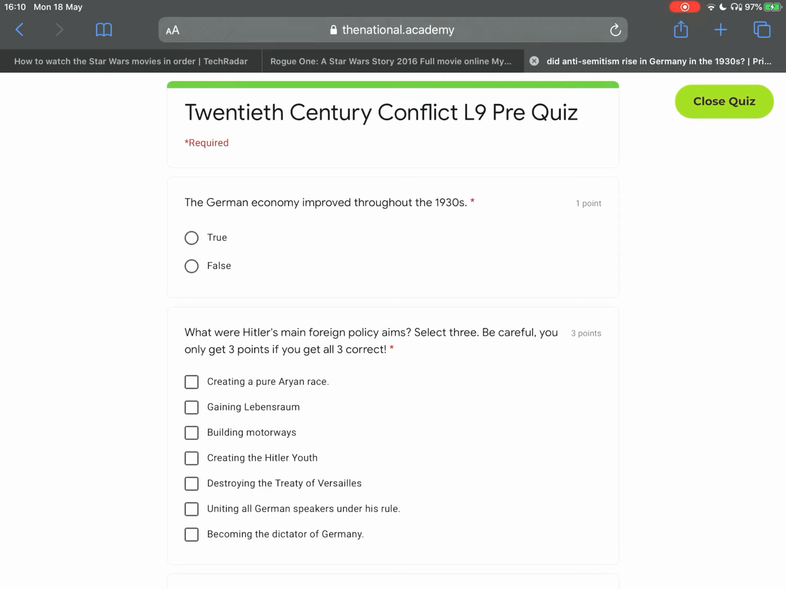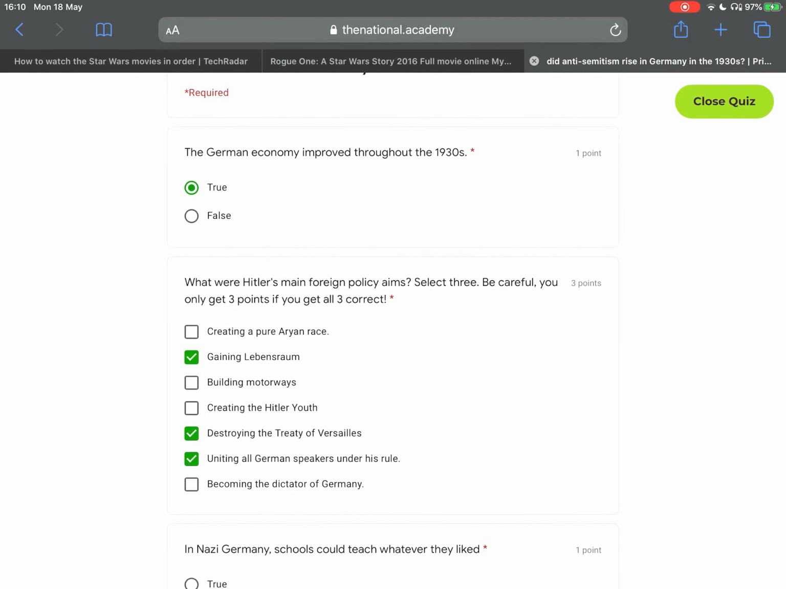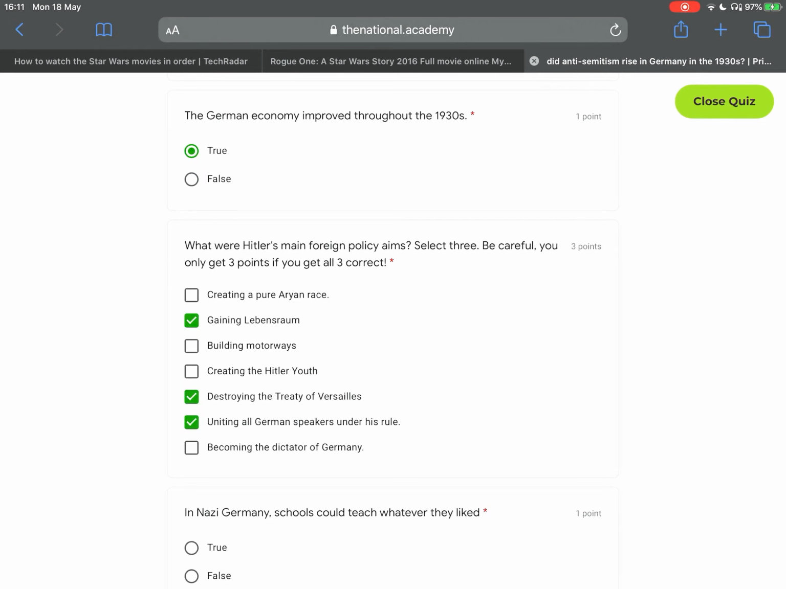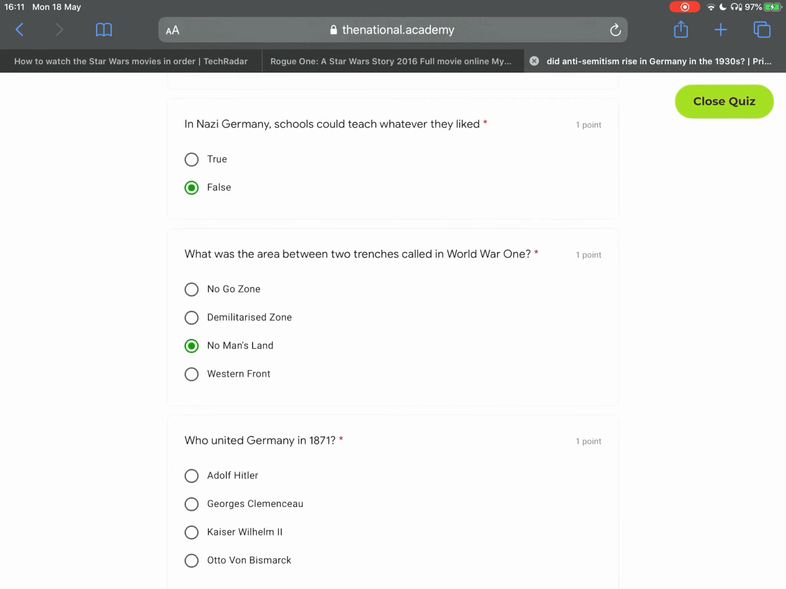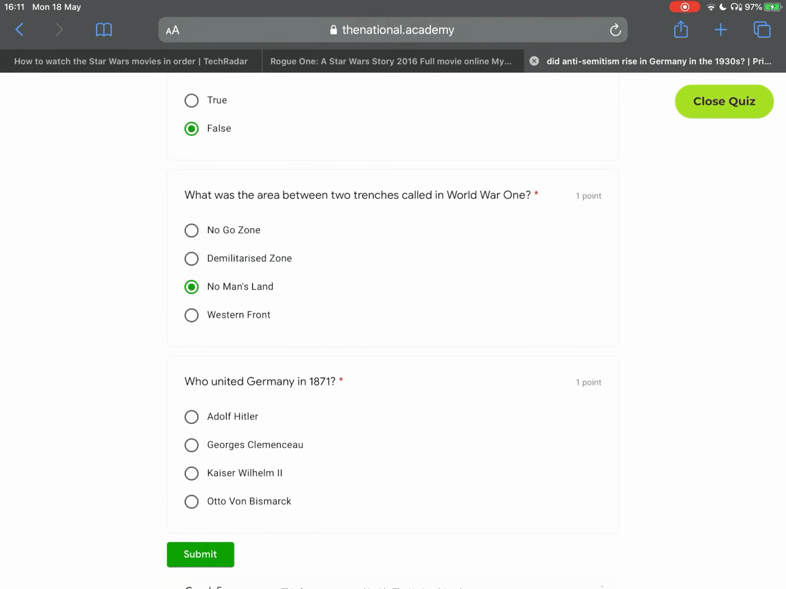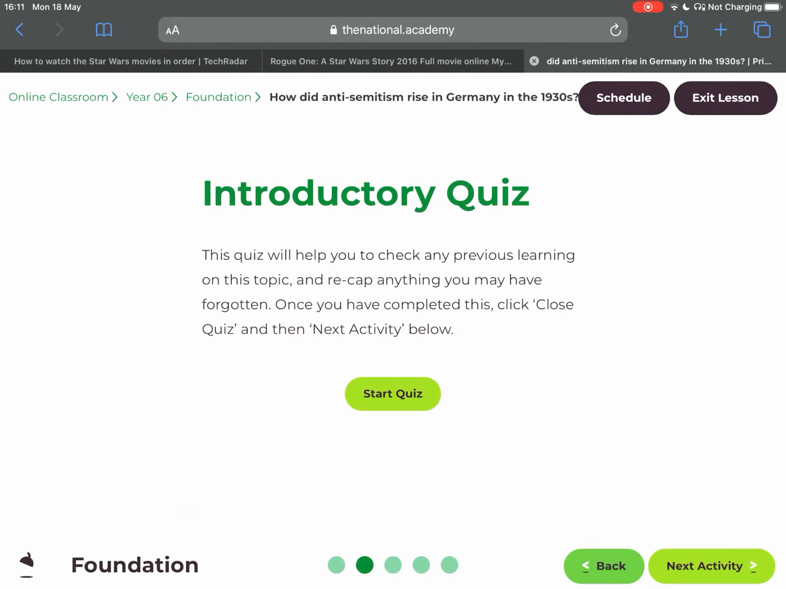The German economy improved through the 1930s. That's true. What were Hitler's main foreign policy aims? Select 3. Be careful, you only get 3 points if you get all 3 right. So that would be gaining Lebensraum, destroying the Treaty of Versailles, and uniting all German speakers under his rule. In Nazi Germany, schools could teach whatever they like. That's false. What is the area between 2 trenches called in World War One? That would be no man's land. Who united Germany in 1871? That would be Otto von Bismarck.